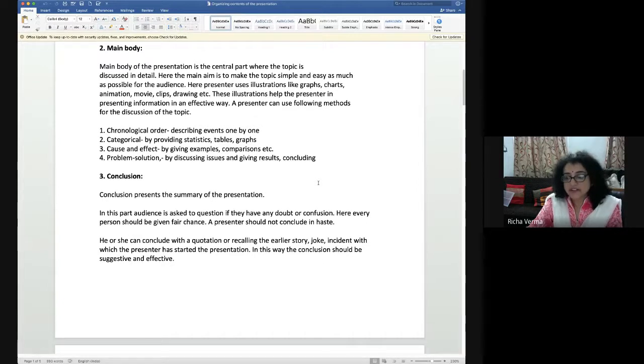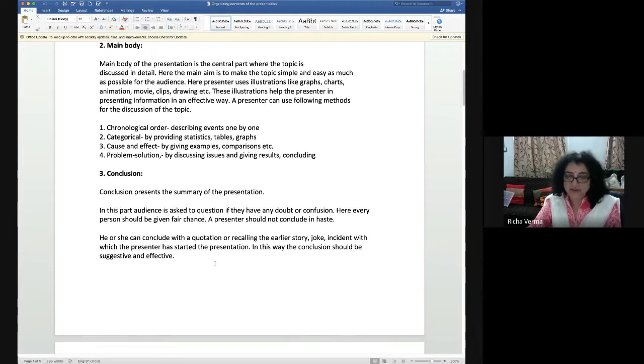The conclusion can also end with a quotation. Okay, so you can always have a quotation at the end. You can have lines of poems, a phrase, or any kind of story or joke which can be related to your conclusion, to the end of the story.